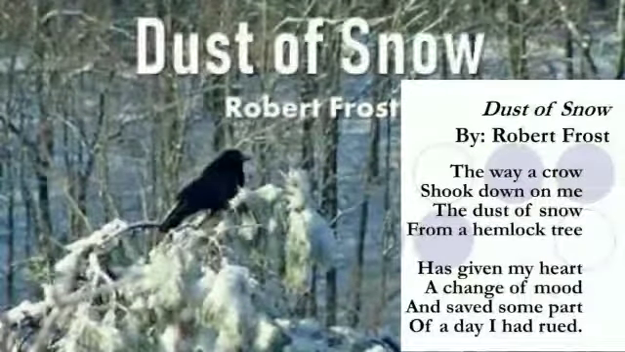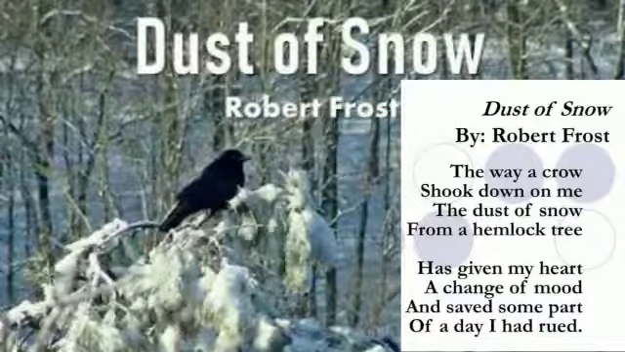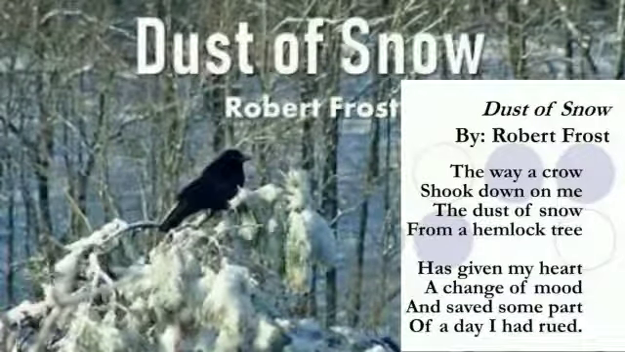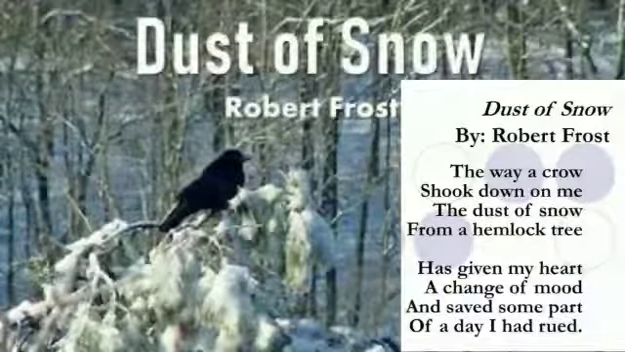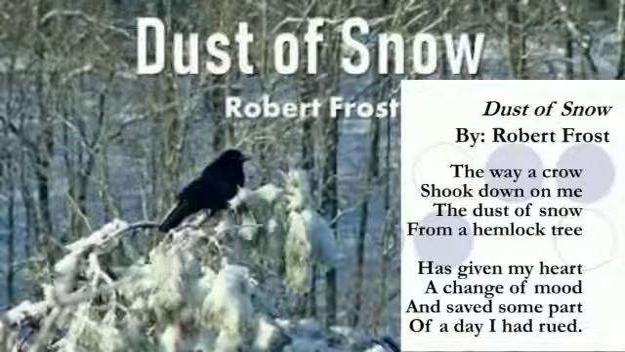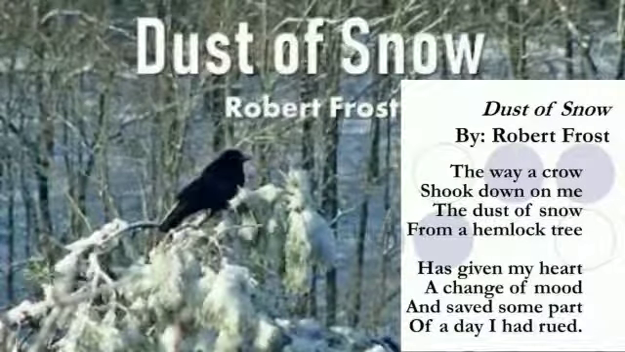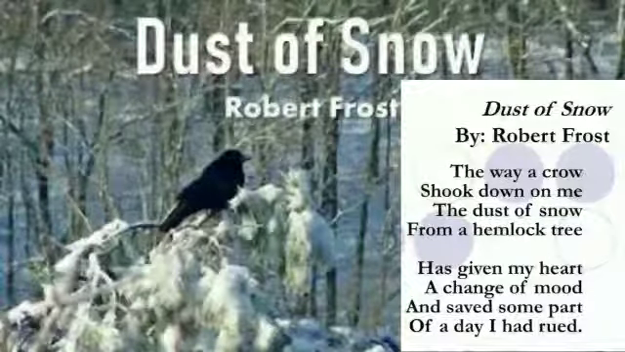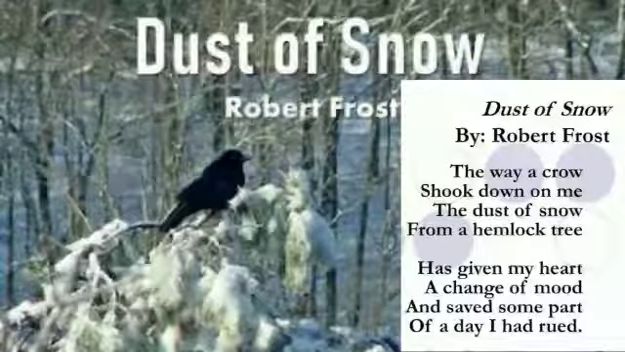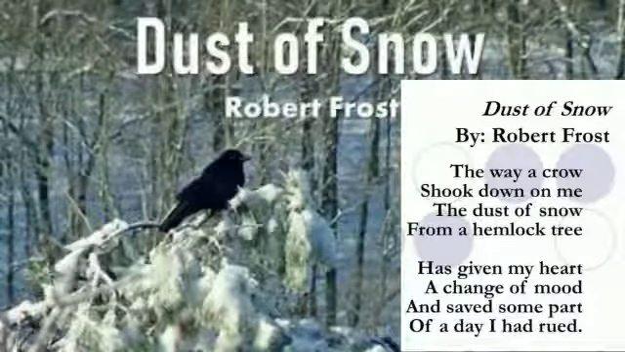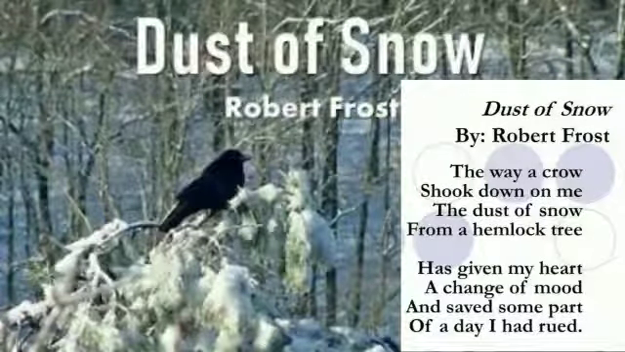The way a crow shook down on me the dust of snow from a hemlock tree. In these first four lines, the poet has described two things. First is the hemlock tree and the second is the crow. As I told you, these both things, crow and hemlock tree, are symbols of bad things, sorrow, or what we can call a bad omen. Bad omen means something bad is going to happen in our future. It is a symbol of bad things which are to happen in the future.